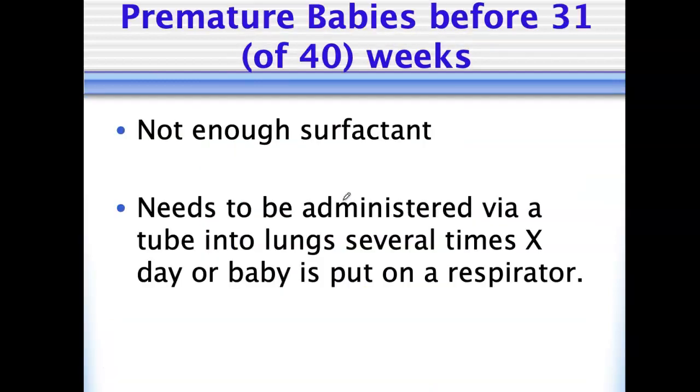Preemies are an interesting story to look at because babies may not be manufacturing enough surfactant if they're born too prematurely. Any baby born before 31 weeks out of the 40 is not producing enough surfactant. So that needs to be administered to them. It's administered through a little tube into the lungs several times a day, or the baby has to be put on a respirator. So it's very important for preemies that can't yet breathe on their own, and it's because of the lack of that surfactant.